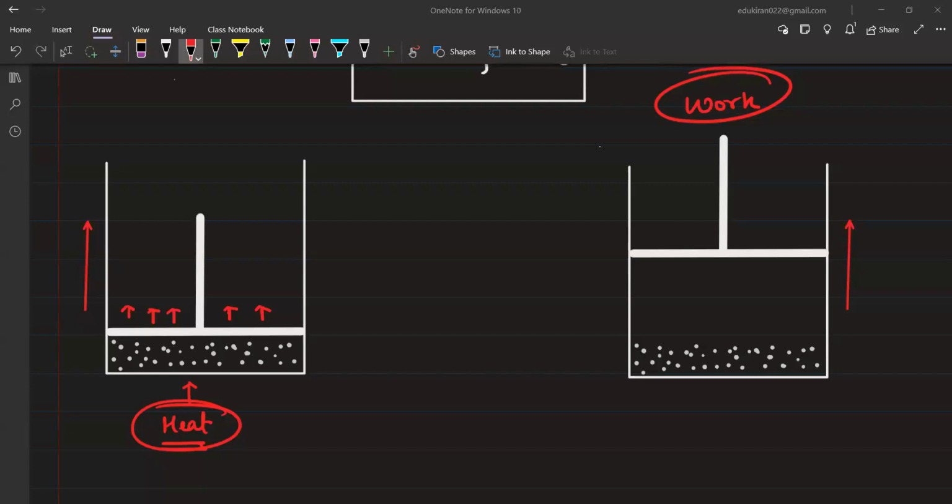आपको बिल्कुल समझ में आ रहा होगा heat और work में कितना relation है. अभी समझ में आ रहा है कि नहीं आ रहा, बताइए. What is heat doing? Lifting the piston up. What is someone who is lifting the piston up doing? He is doing work against gravity. So that will be again work. Both are doing the same thing.